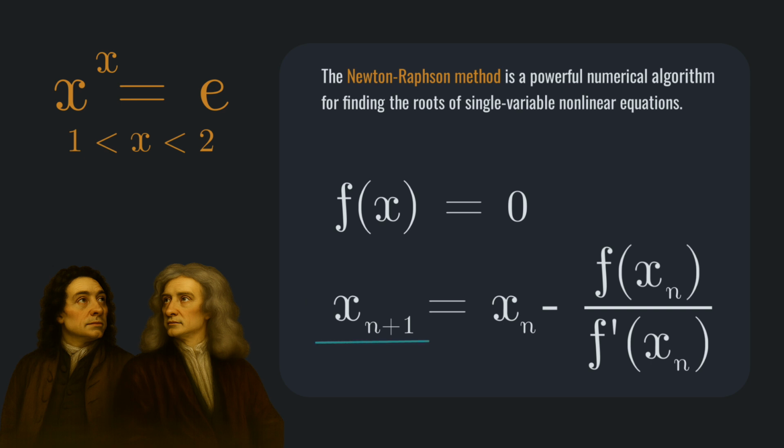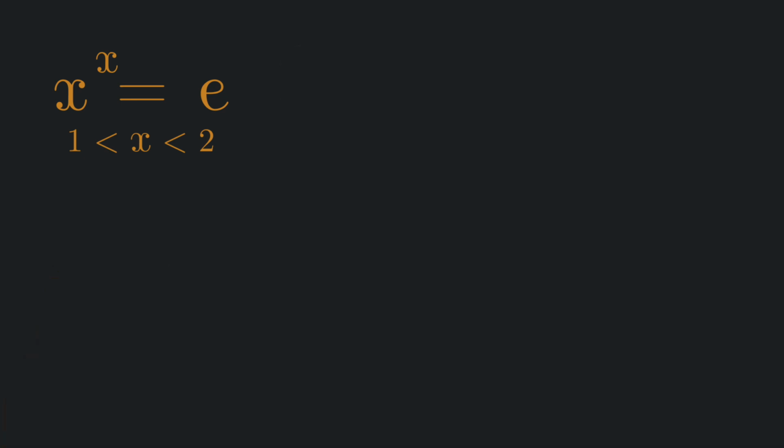x sub n plus 1 equals x sub n minus f of x sub n over f prime of x sub n. To begin, we need an initial guess called x sub 0. From x sub 0, we find x sub 1. From x sub 1, we find x sub 2 and so on. Each step gets us closer to the answer until the values finally converge.